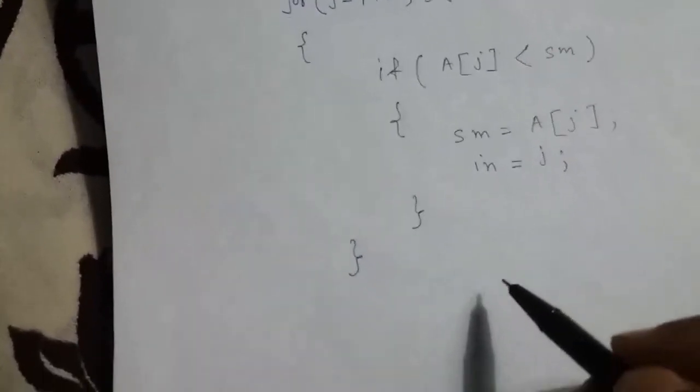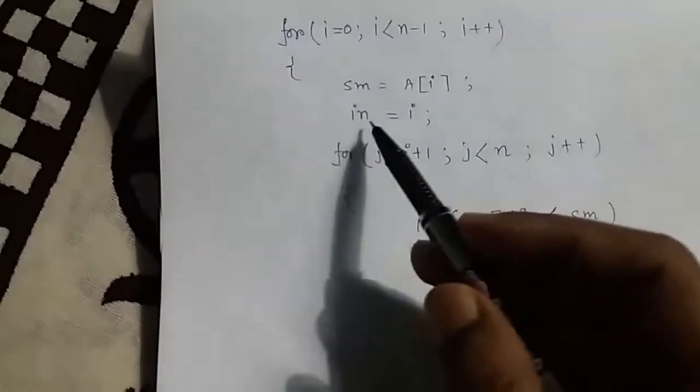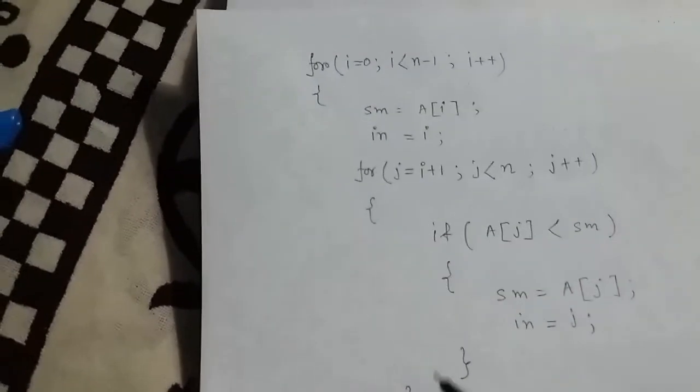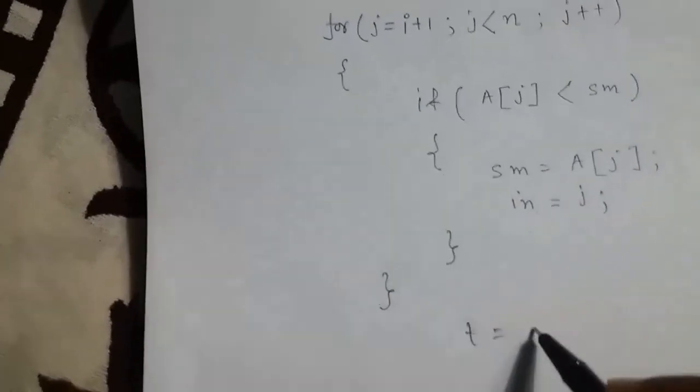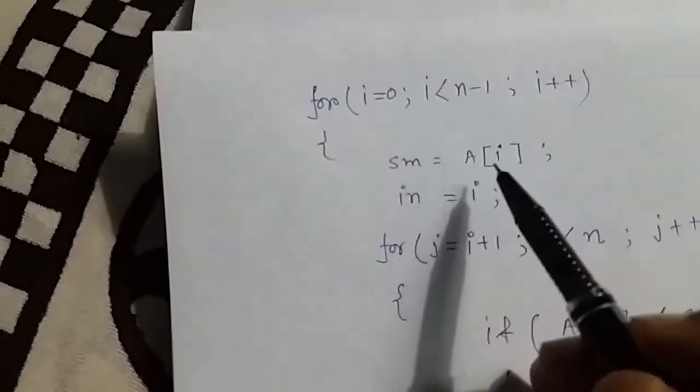And now the swapping will be performed. So swapping will be performed inside the outer loop, and you can see that the outer loop is still not closed. So let's perform the swapping. Here I am performing the swapping using third variable. So I am taking a variable t. So t equals to, the element that was considered was a of i. So I am writing here t equals to a of i, and then a of i equals to a of in.